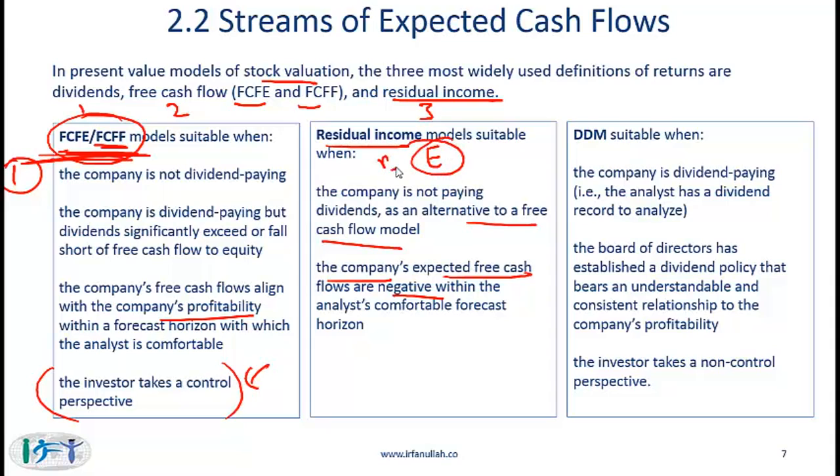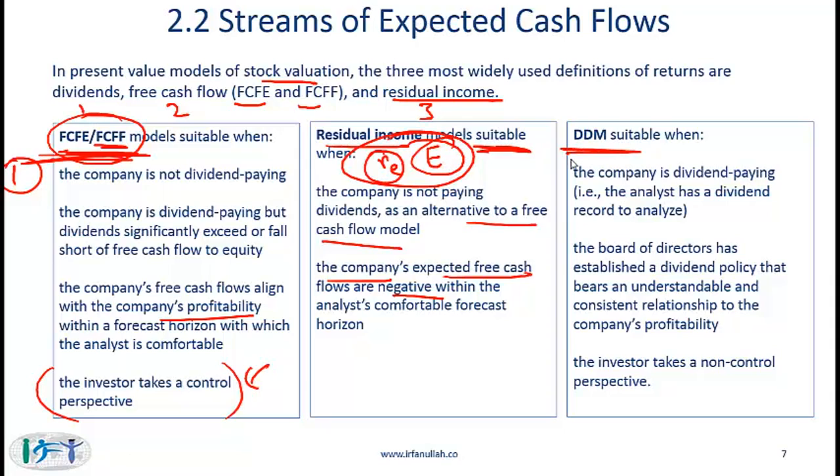So you multiply the cost of equity by the amount of equity at the start of each period, and the difference between net income and the product of these two is called residual income. You forecast residual income and then discount back. Again, you'll see this in a lot of detail later. Since this measure is not using dividends or free cash flow, it makes sense to use this method for a company that doesn't have dividends and for which the free cash flows might be negative in the foreseeable future.